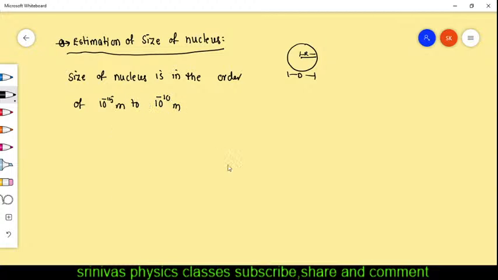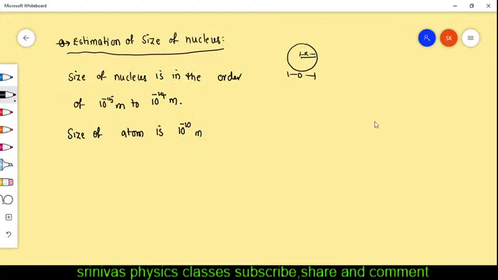This is the size of the nucleus, very small, 0.00000 like that we have to write. It ranges from 10 to the power of minus 15 meters to 10 to the power of minus 14 meters, not 10 to the power of minus 10. It is 10 to the power of minus 14 meters. But the size of the atom is how much? The size of the atom is in the order of 10 to the power of minus 10 meters.